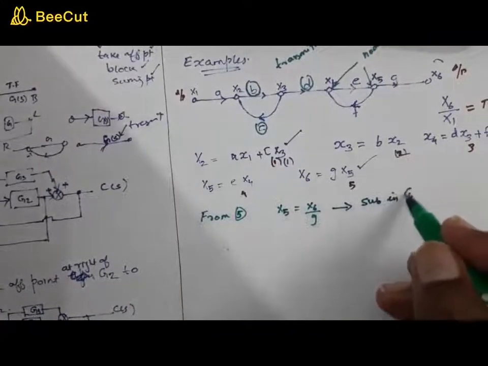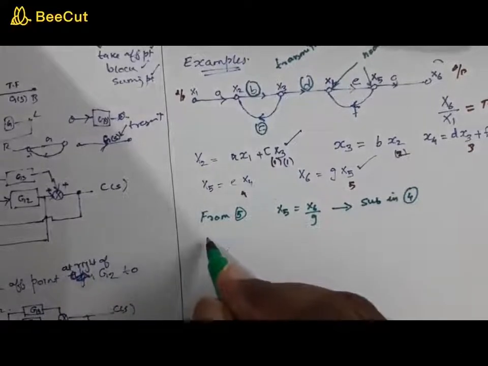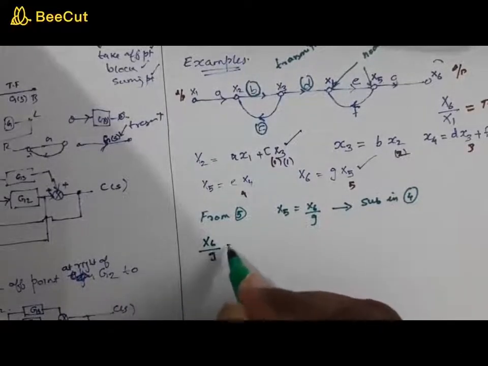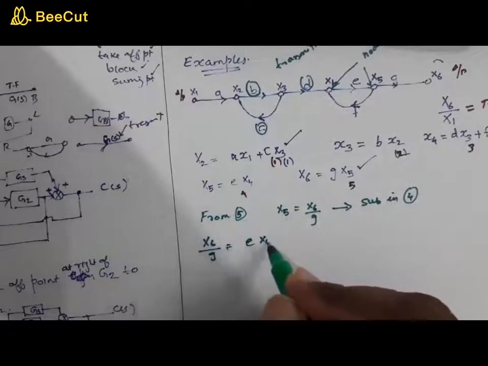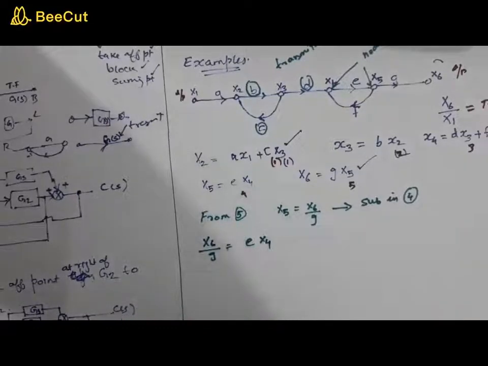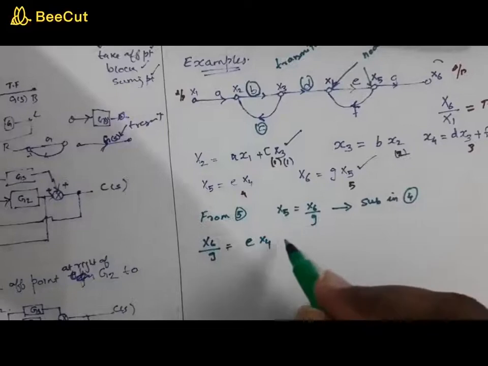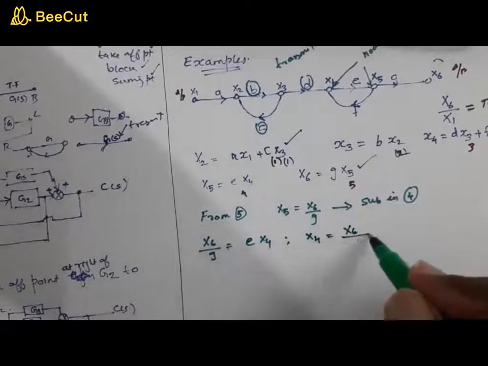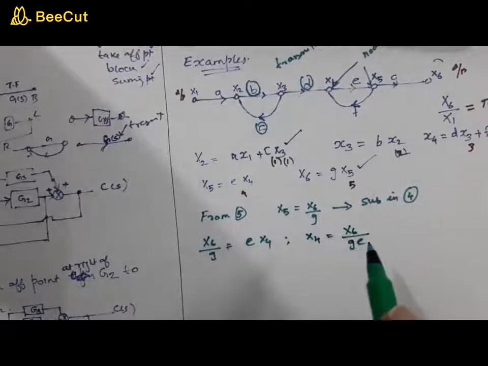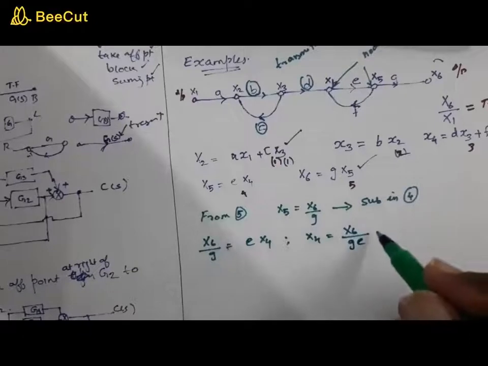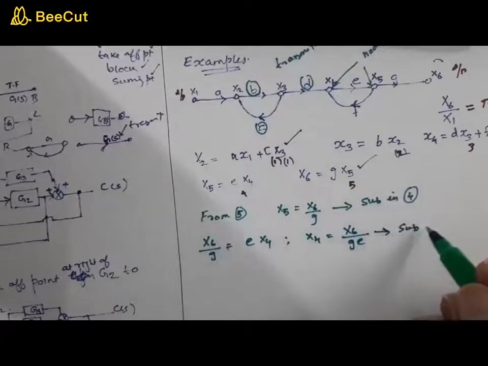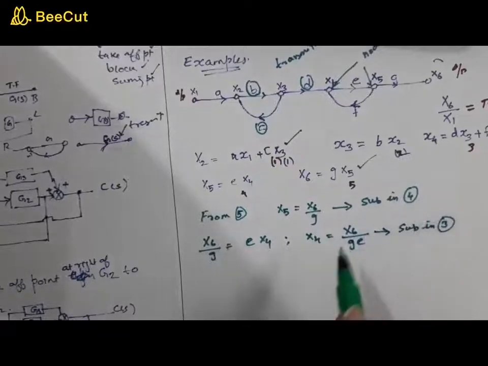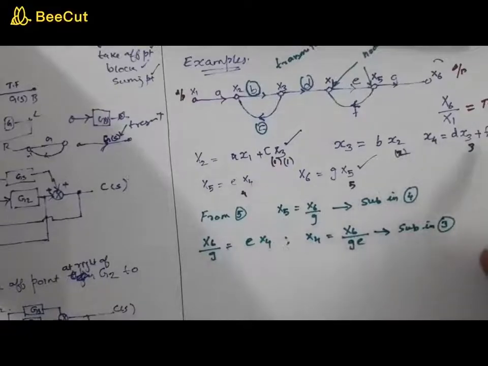So this will be x6 by g is equal to e times x4, right? Now from this you get x4 to be x6 by g into e. Now you can substitute in 3. You can substitute for x4 as well as x5.